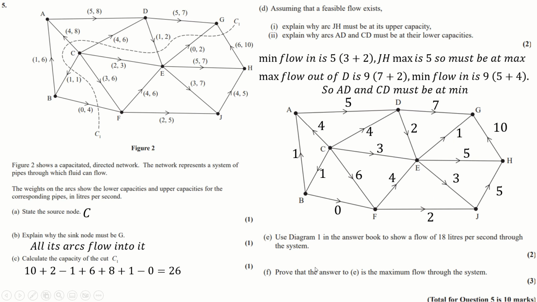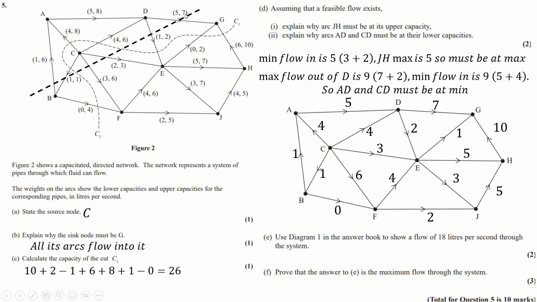Prove the answer E is maximum flow through the system. This is essentially just asking you, whenever you're asked to do a proof in a flow question, to find a cut. So what we need to do is find a cut of flow 18, because then by the maximal flow minimal cut theorem, if we can find a cut of flow 18, that means the maximum flow is 18. So we just need to find a cut in this original system of flow 18, and get your calculator out and get ready to do a bunch of sums and try and find something.